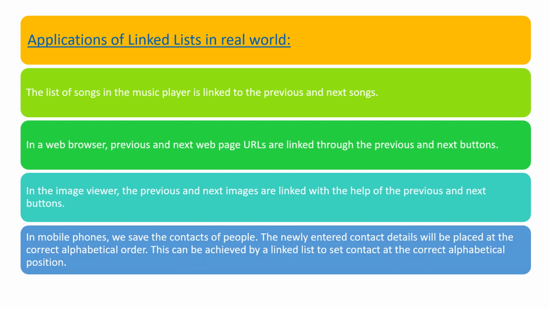In mobile phones, we save the contacts of people. The newly entered contact details will be placed in the correct alphabetical order. This can be achieved by a linked list to set the contact at the correct alphabetical position. So these are the applications of the linked list.